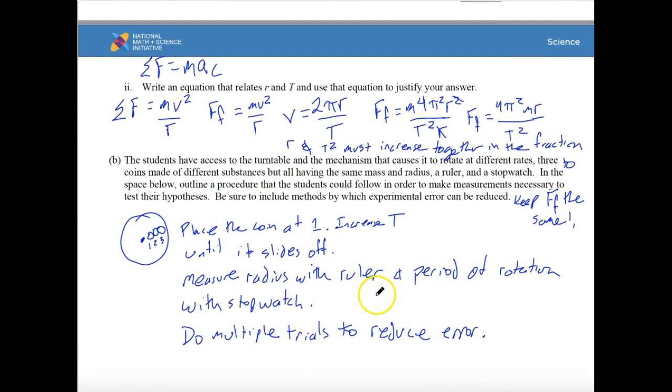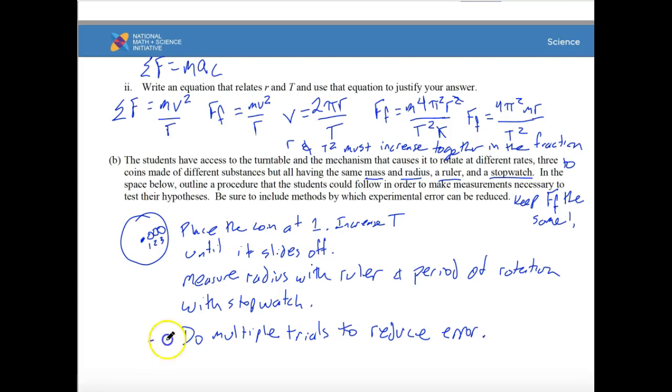The students have access to a turntable and a mechanism that causes it to rotate at different rates. So three coins made out of different substances are put on there. They all have the same mass and the same radius. You have a ruler and a stopwatch. In the space below, they want us to go through a procedure that allows the students to follow in order to make all the measurements. Make sure you use any methods by which experimental error can be reduced.